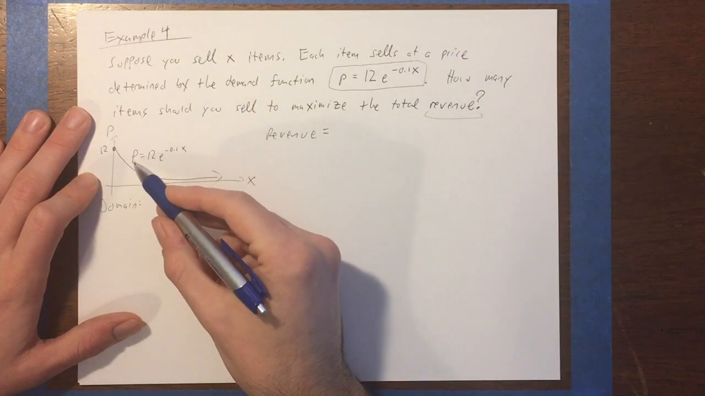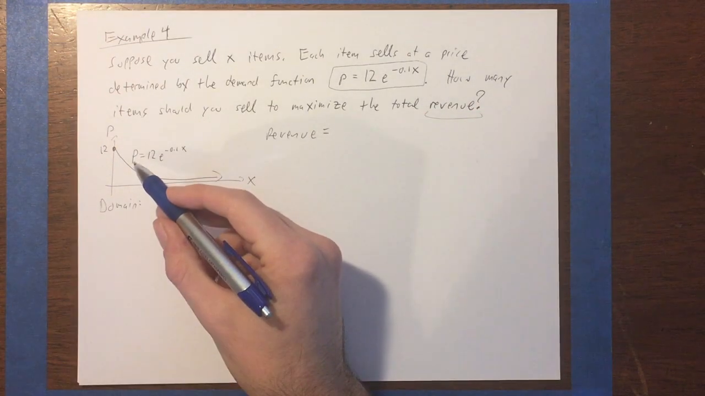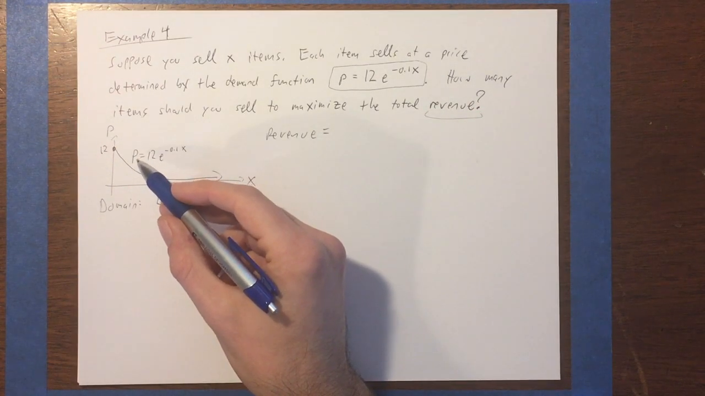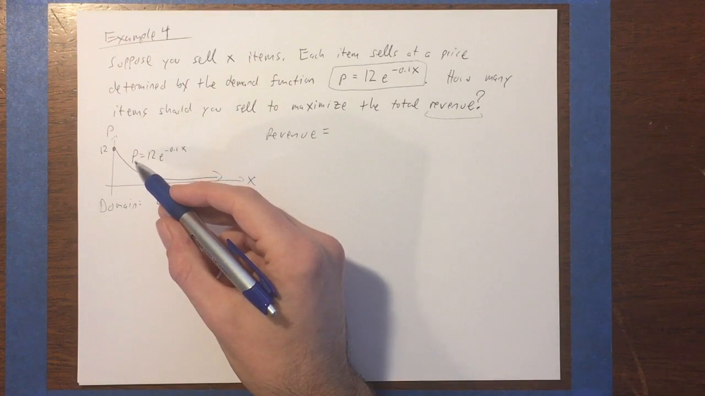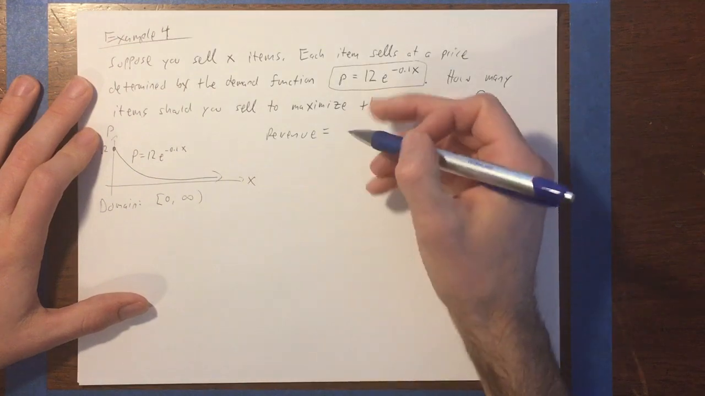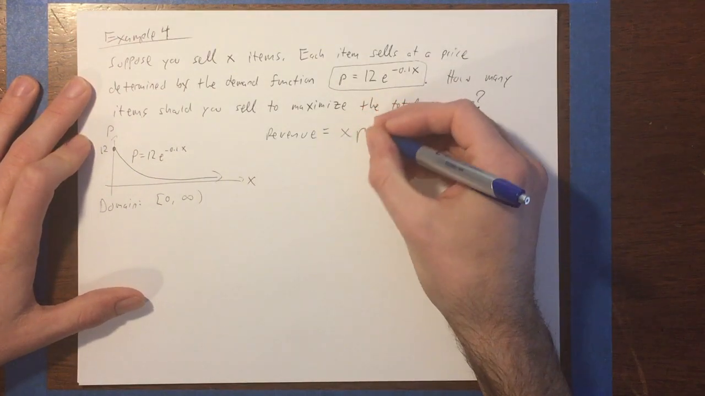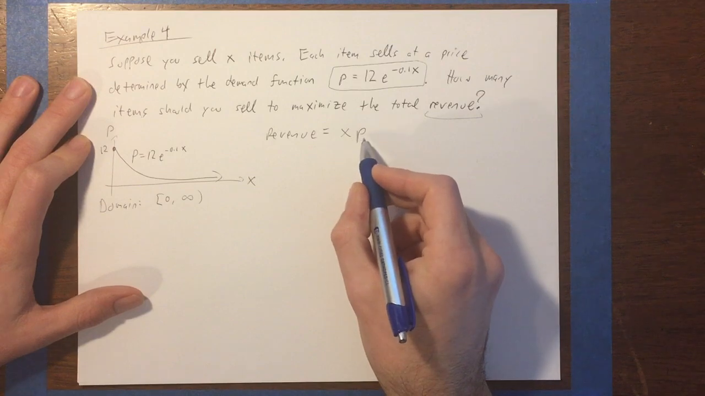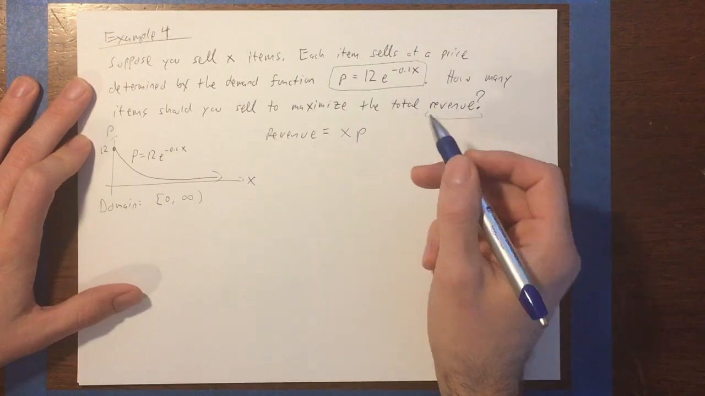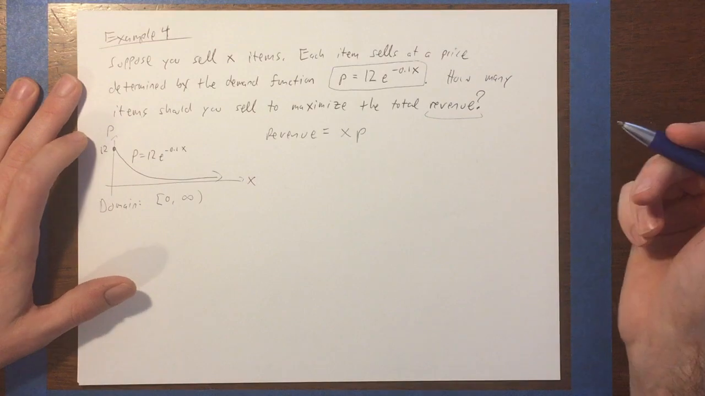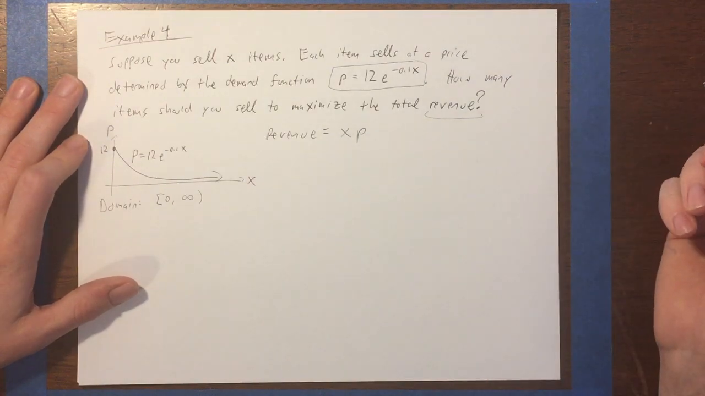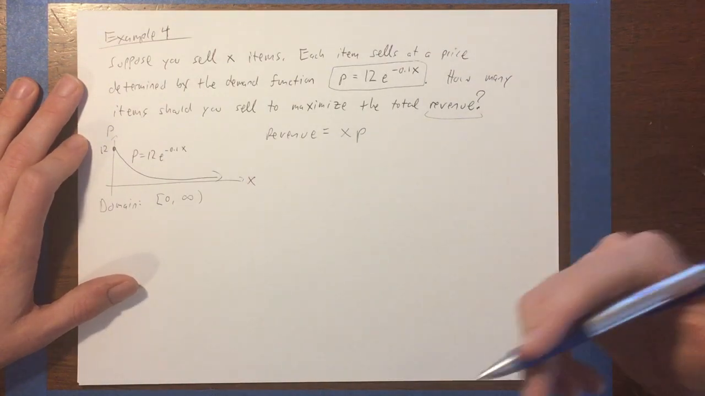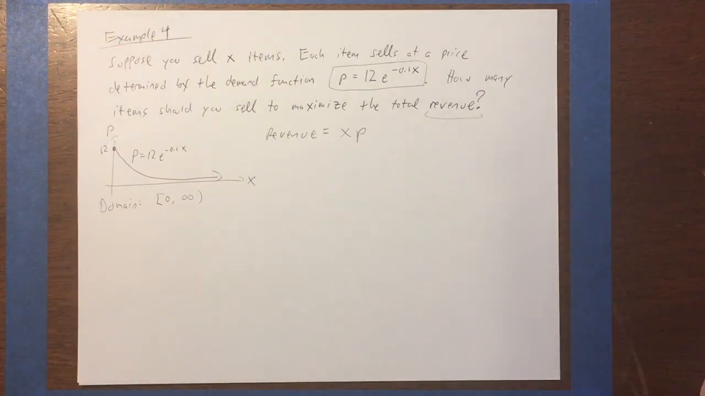So P is the money you get for selling a single item. How many items are you selling? X. So if you sell X items for P dollars each, your revenue is going to be X times P, right? Number of items times the price per item is the total amount of money. Now we're not talking about profit because we have no cost function involved here, so we'd have to take the revenue minus the cost if we wanted to get profit, just by the way.